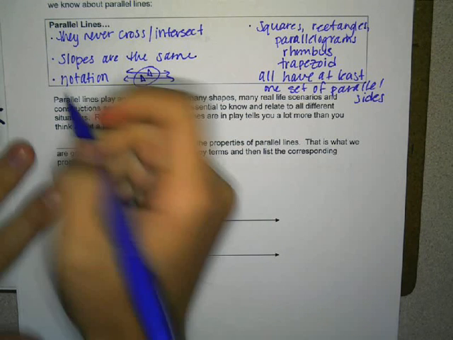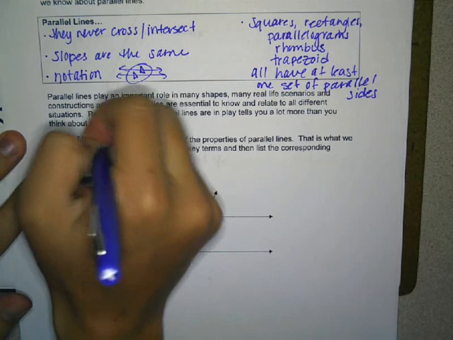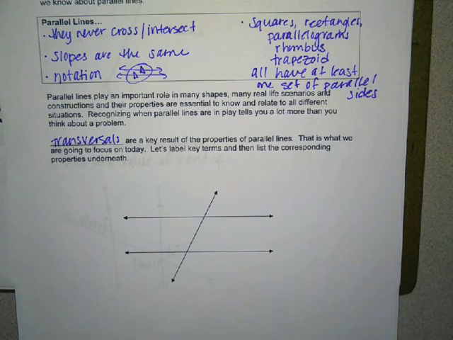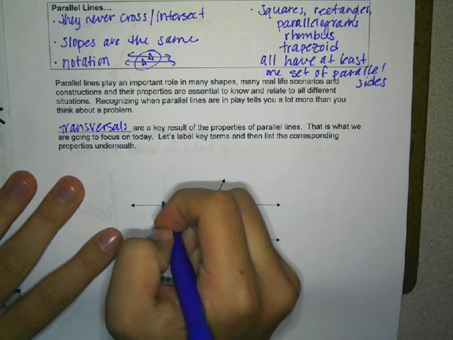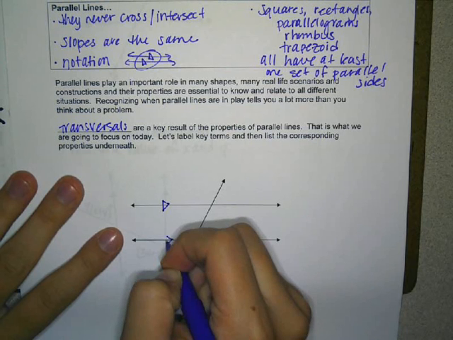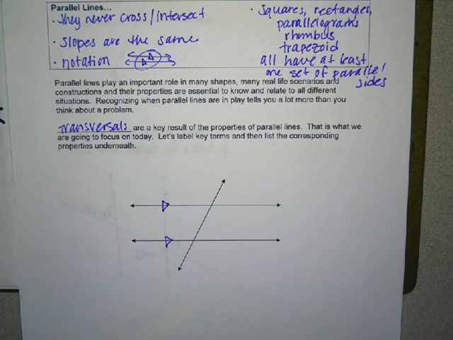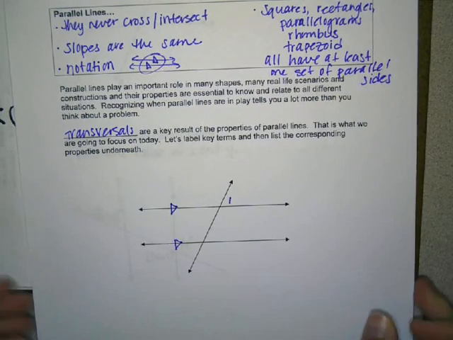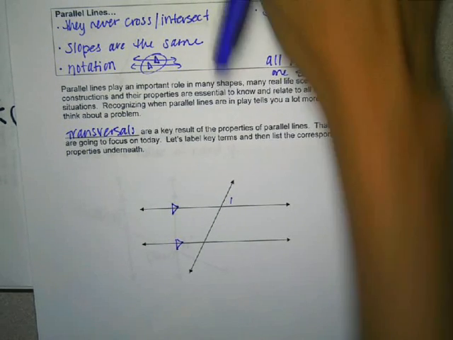All right, what we're focusing on today are transversals. How many of you have at least heard the word transversals? Hopefully everybody. Okay. Transversals are a key result of the properties of parallel lines, and that's what we're going to focus on today. So we're going to label some key terms and list corresponding properties underneath. Okay, let's make these two lines parallel to begin with by marking them. And then you're going to have to follow along with me here. I'll try to zoom in. I'm going to mark some of these angles with numbers so that we can actually identify them underneath.